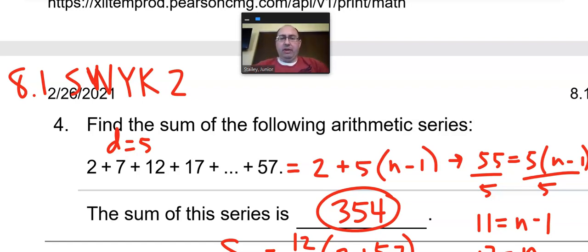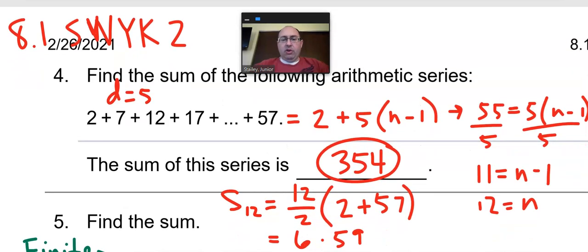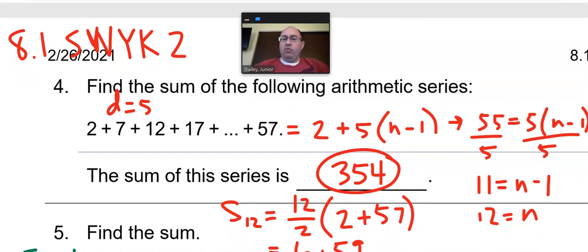All right, we're talking about an arithmetic series here, and we can see the common difference between the terms is 5. Any term minus the previous one will tell you that common difference. We can see we're adding 5 each time. But we don't know how many terms there are, so that's step number 1. Find out how many terms there are.